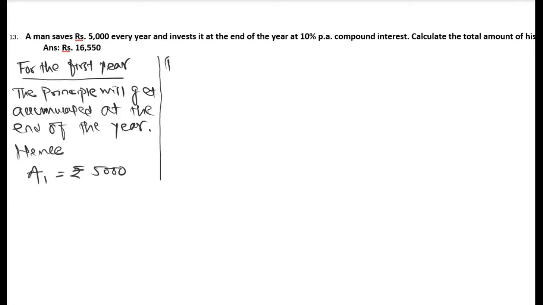Now for the second year, what will be P2? Now he will have the money 5,000 which was accumulated over here. Rate 10% per annum and time 1 year.